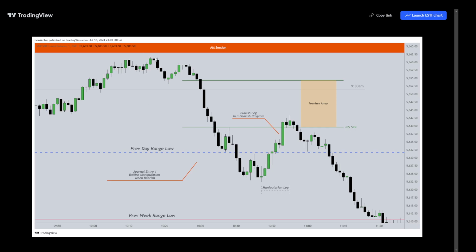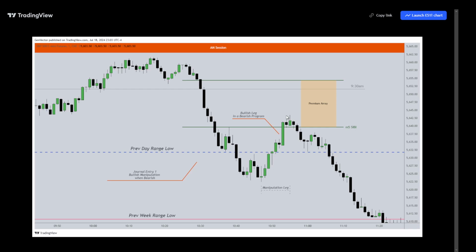Here is the AM session setup. This is journal entry 1. We see price run down to the previous day's range low and create this bullish leg. Now it's a bullish leg in a bearish program. We have strong bearish activity, and then we see this bullish leg.